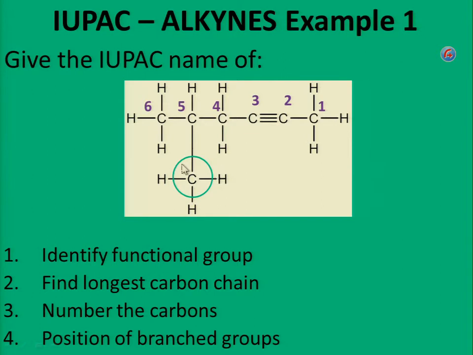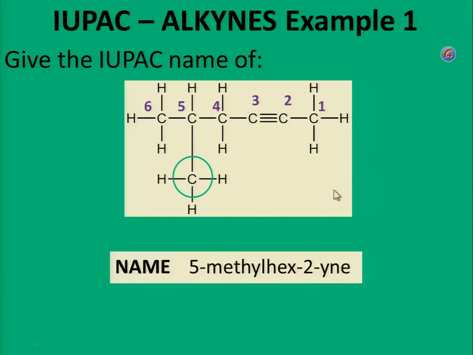Now you have to look at substituents. There is one substituent at carbon 5. It's got 1 carbon, therefore methyl. And then the name will be 5-methyl hex, because there are 6 carbons, 2-yne, because the triple bond is at carbon 2.